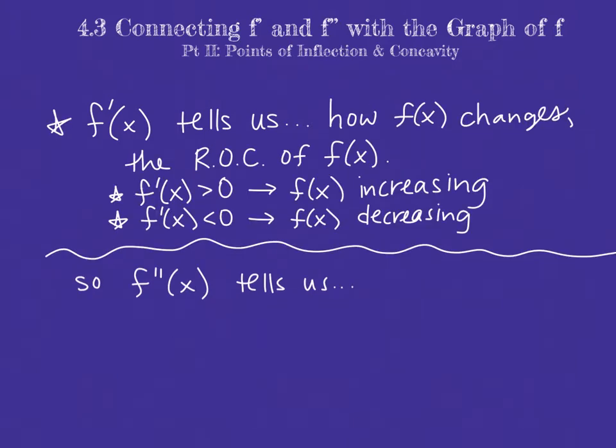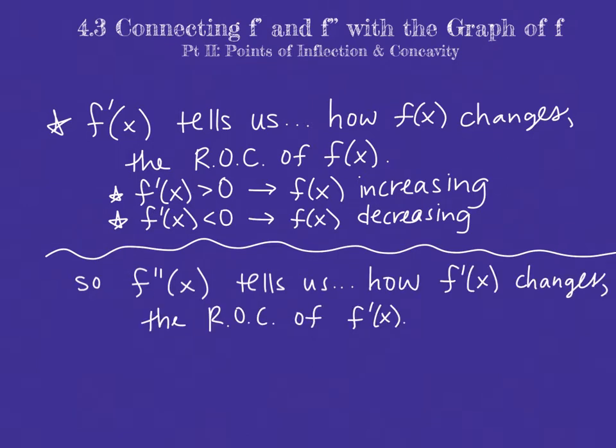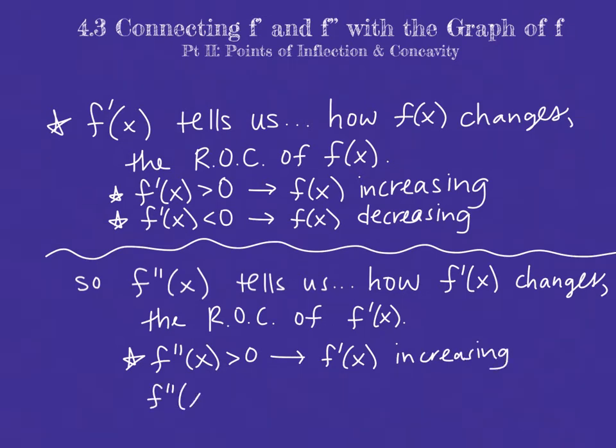Therefore, f double prime, or the second derivative of f of x, tells us how the first derivative is changing, or the rate of change of f prime of x. In an extremely similar way, if our second derivative is positive, that means that our first derivative, f prime, is increasing. Then, if our second derivative, f double prime, is negative, can you guess what that one means? It means that our first derivative is decreasing.